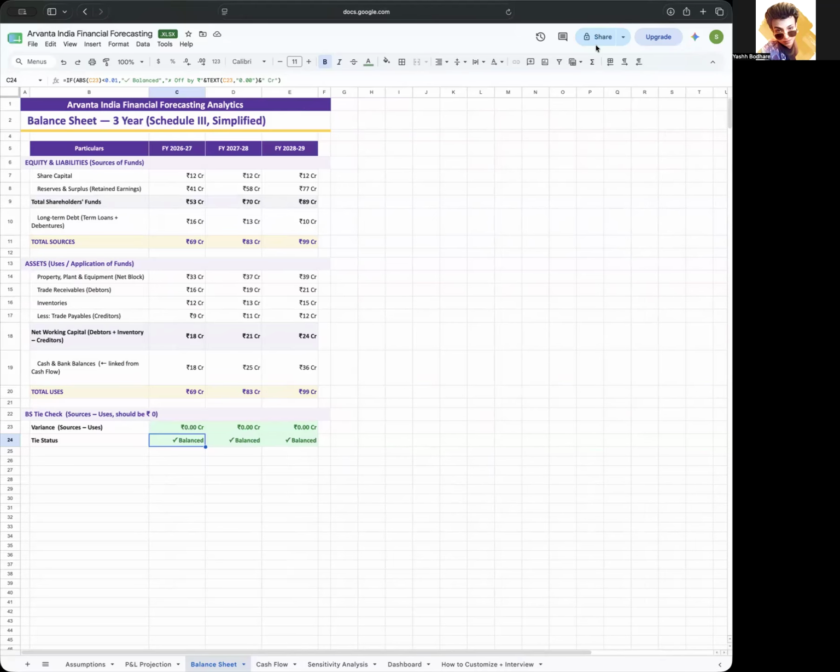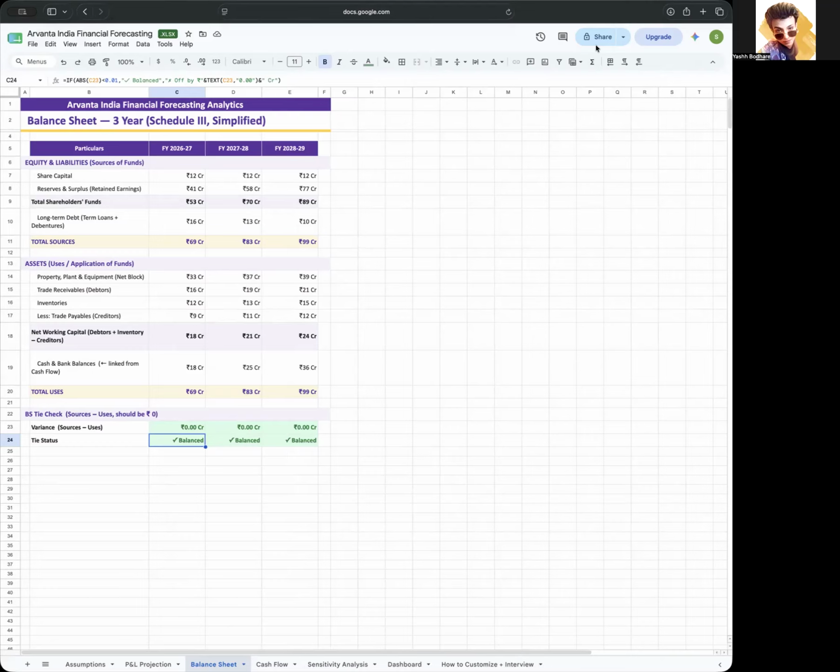Okay, so now let's move to the balance sheet. While the profit and loss statement tells us how much profit the company earns during a financial year, the balance sheet tells us the company's financial position at a particular point in time. So, in simple terms, it answers two very important questions. First, where has the company obtained its money from? And second, where has the money been invested?